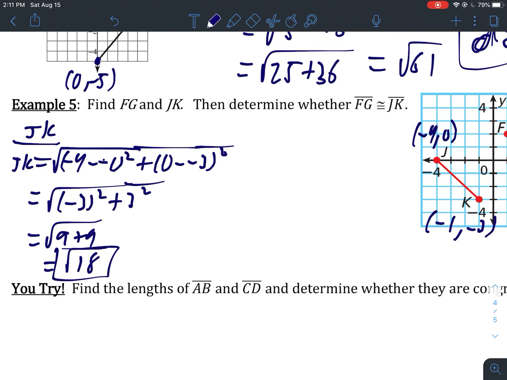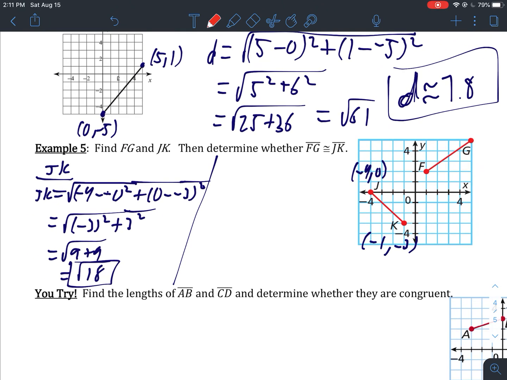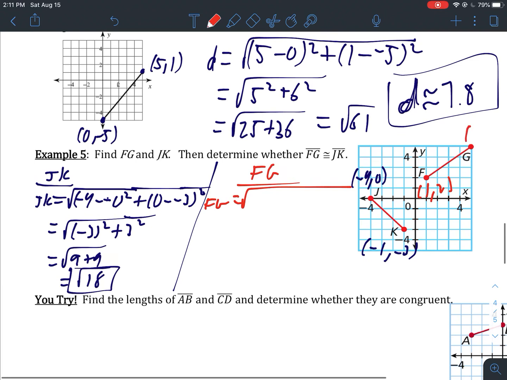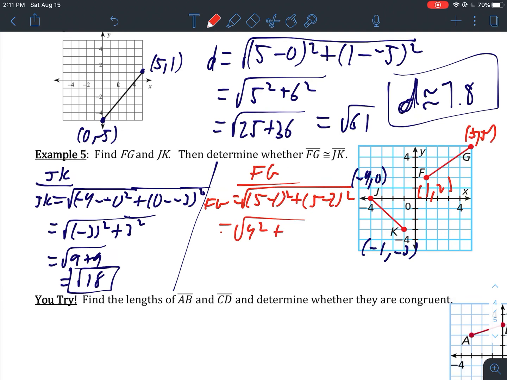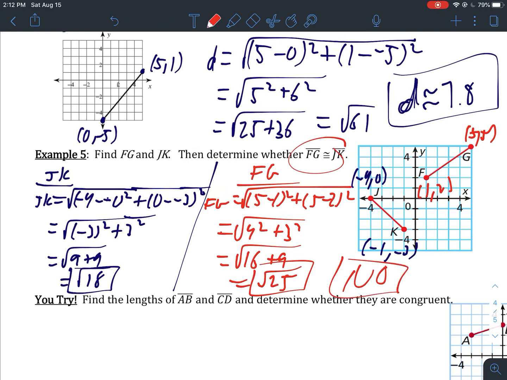Now I don't need to round this to the nearest tenth because all I'm doing is I'm checking to see if these are equal or not. So we'll just leave it as root 18. Now to find FG, F is at 1, 2, and G is at 5, 5. So 5 minus 1 squared plus 5 minus 2 squared. 4 squared plus 3 squared. Root 16 plus 9, which is root 25, which we should all know is 5, but it doesn't matter. Are root 18 and root 25 the same? Obviously not. So these two are not congruent.